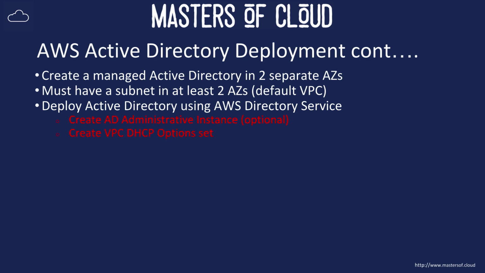Secondly, we need to create a VPC DHCP options set, so when our instances and our AppStream instances boot up, they know which Active Directory servers to look at in order to resolve DNS. So at this point, we're going to go ahead and create the VPC DHCP options set now.